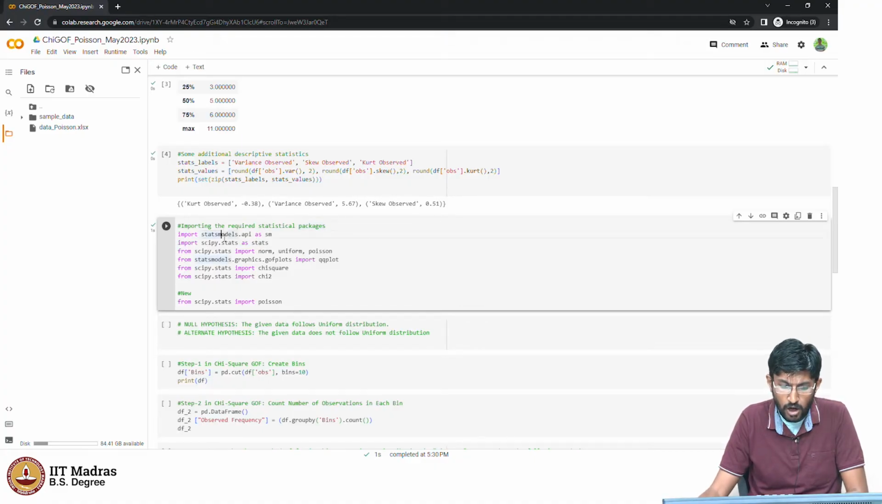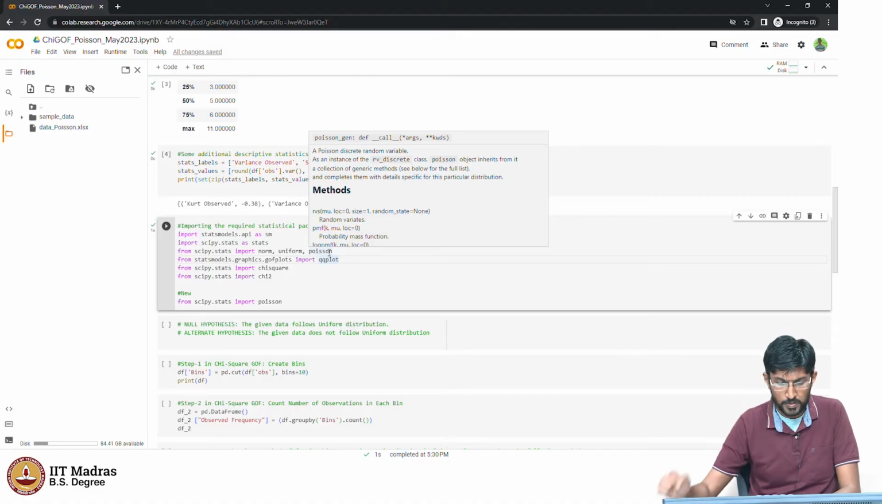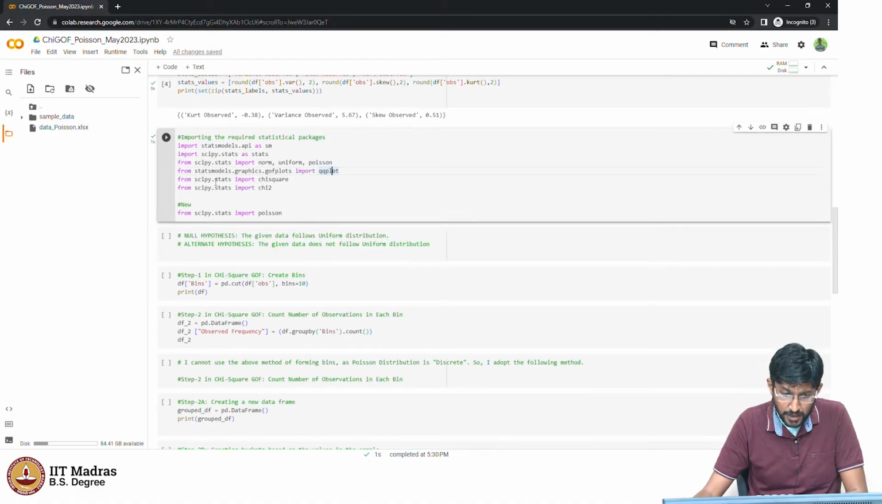So I am importing all my required packages for performing the statistical test. I have also imported the package that you would be using for the QQ plot. So please use the same for developing the QQ plot on your own for this particular code set. These are all the packages that were already present in the previous tutorial video. The new package that we are going to import is known as Poisson. Since we are going to check for a Poisson distribution, I have imported this Poisson package from scipy.stats.